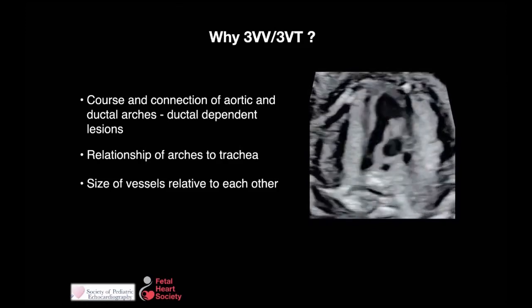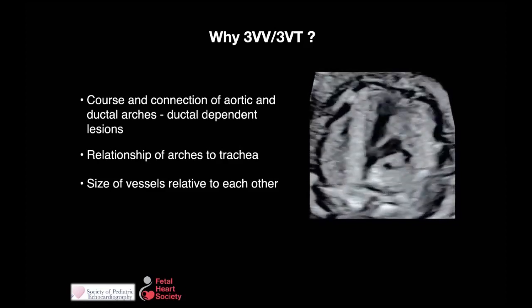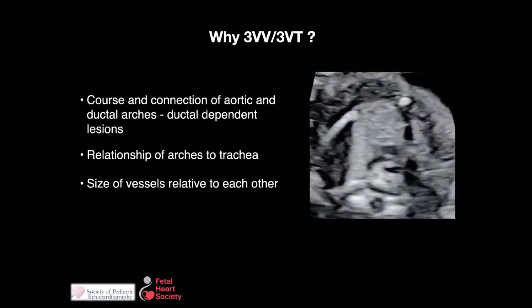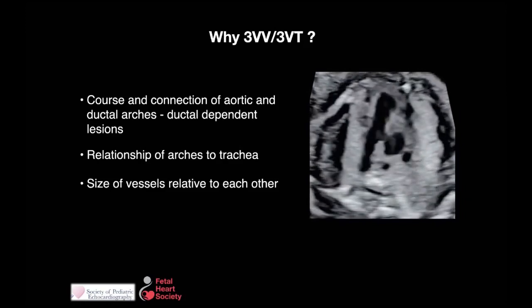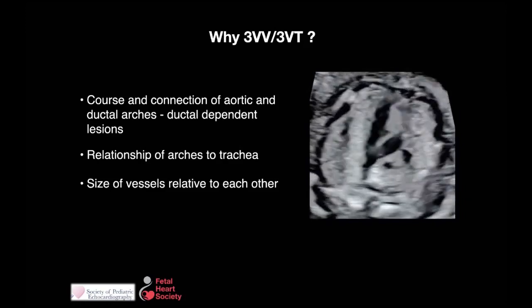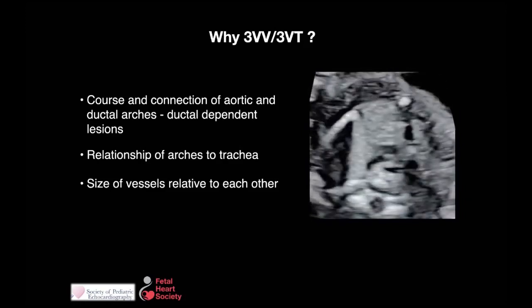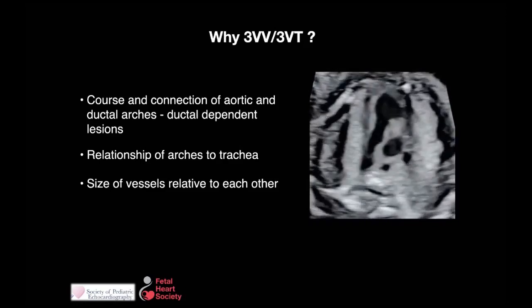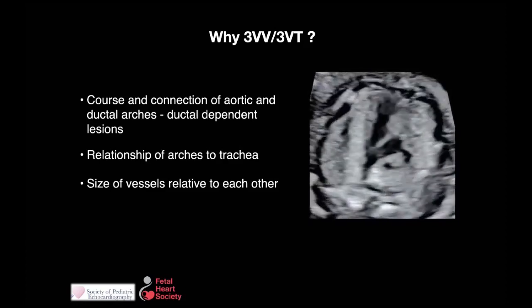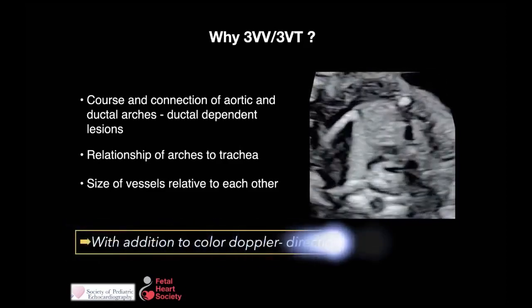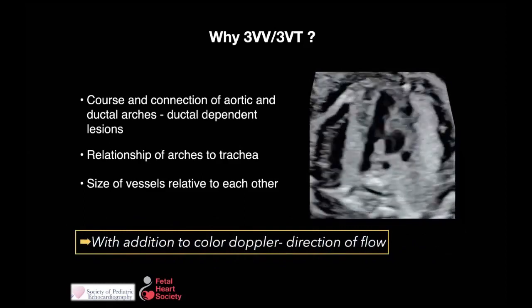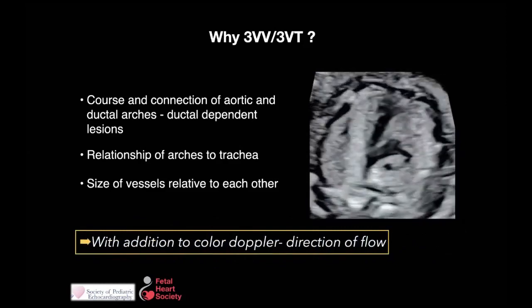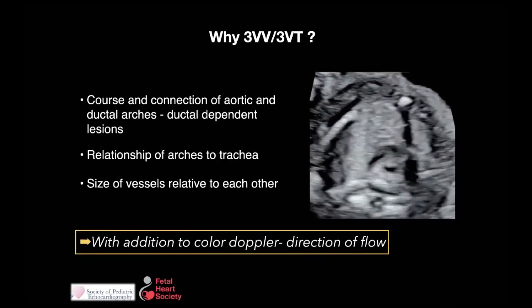Most of the time, the 3-vessel trachea view is abnormal in most congenital heart disease involving the outflow tracts. You want to take note that this does not replace the left ventricular outflow tract or the RVOT. This is pretty much in addition to the outflow tracts. And with the addition of color Doppler, we're able to determine the direction of flow of the vessels.